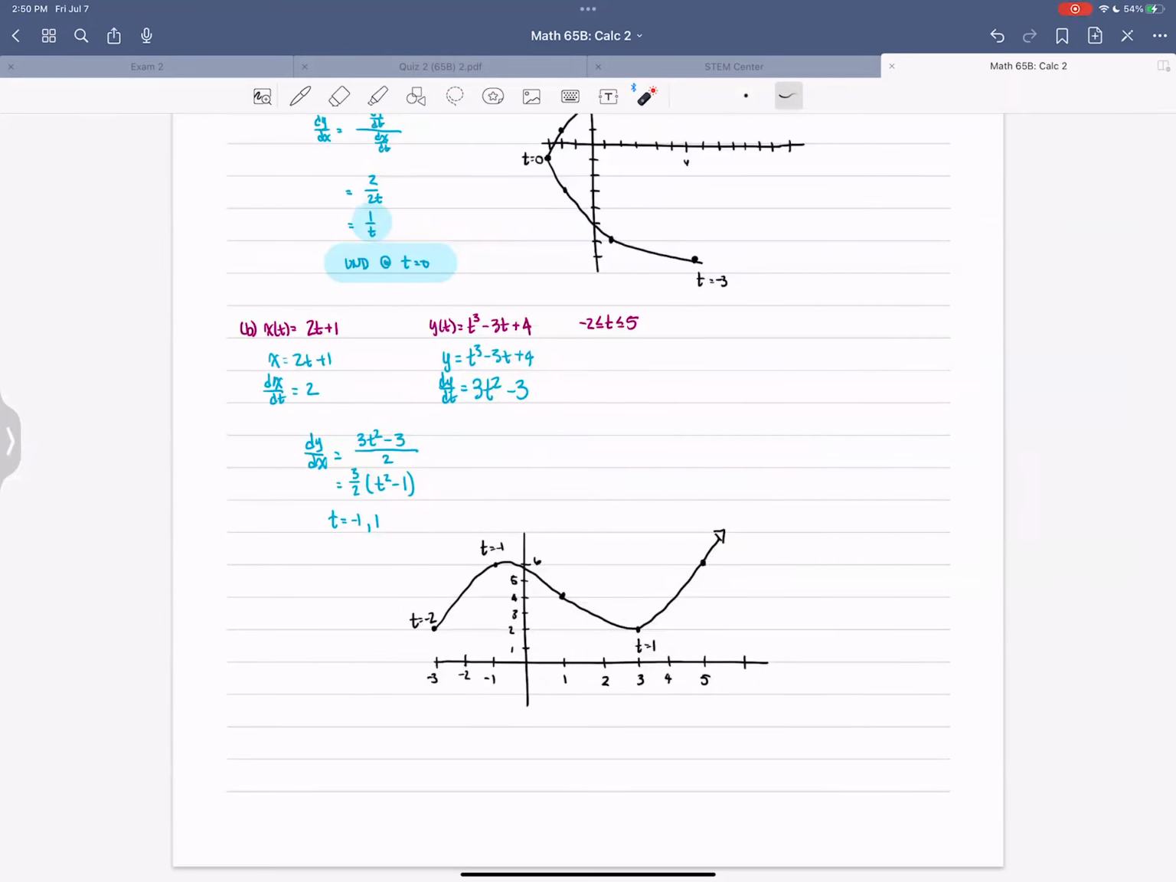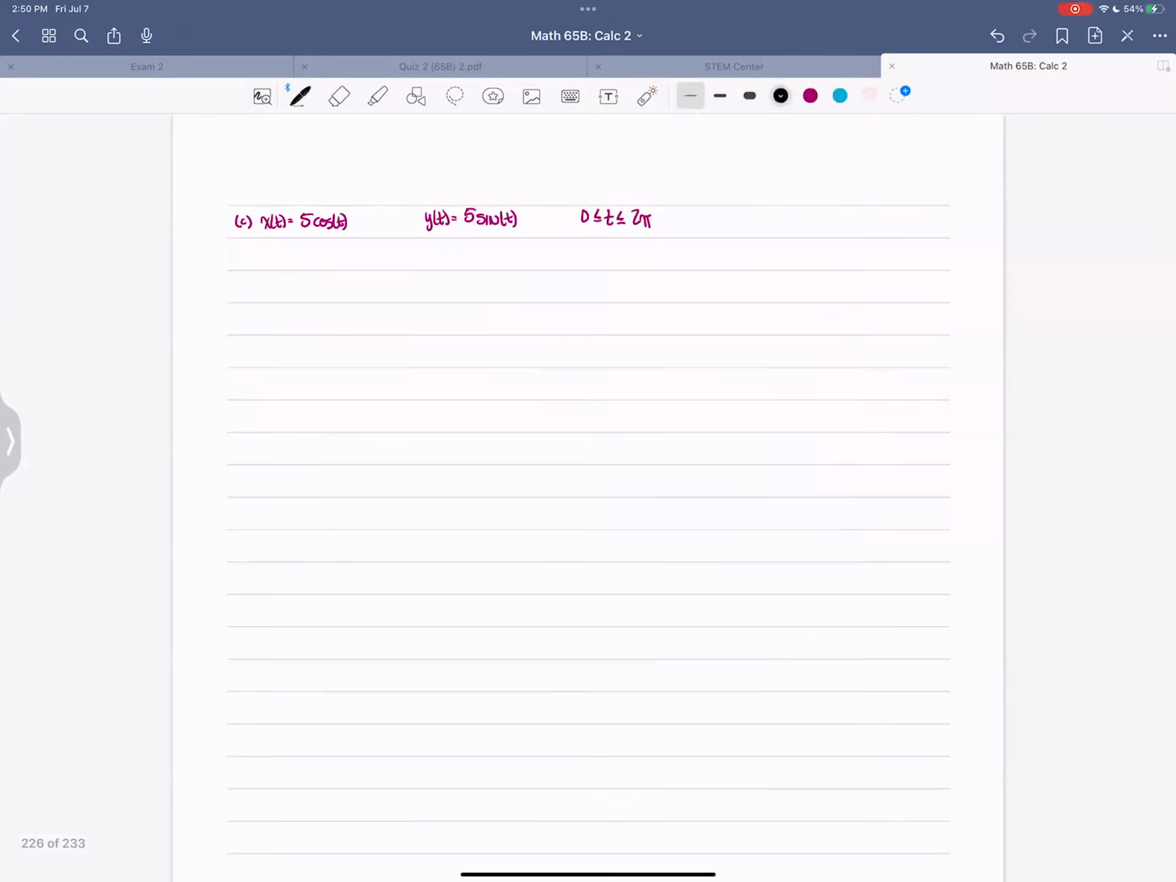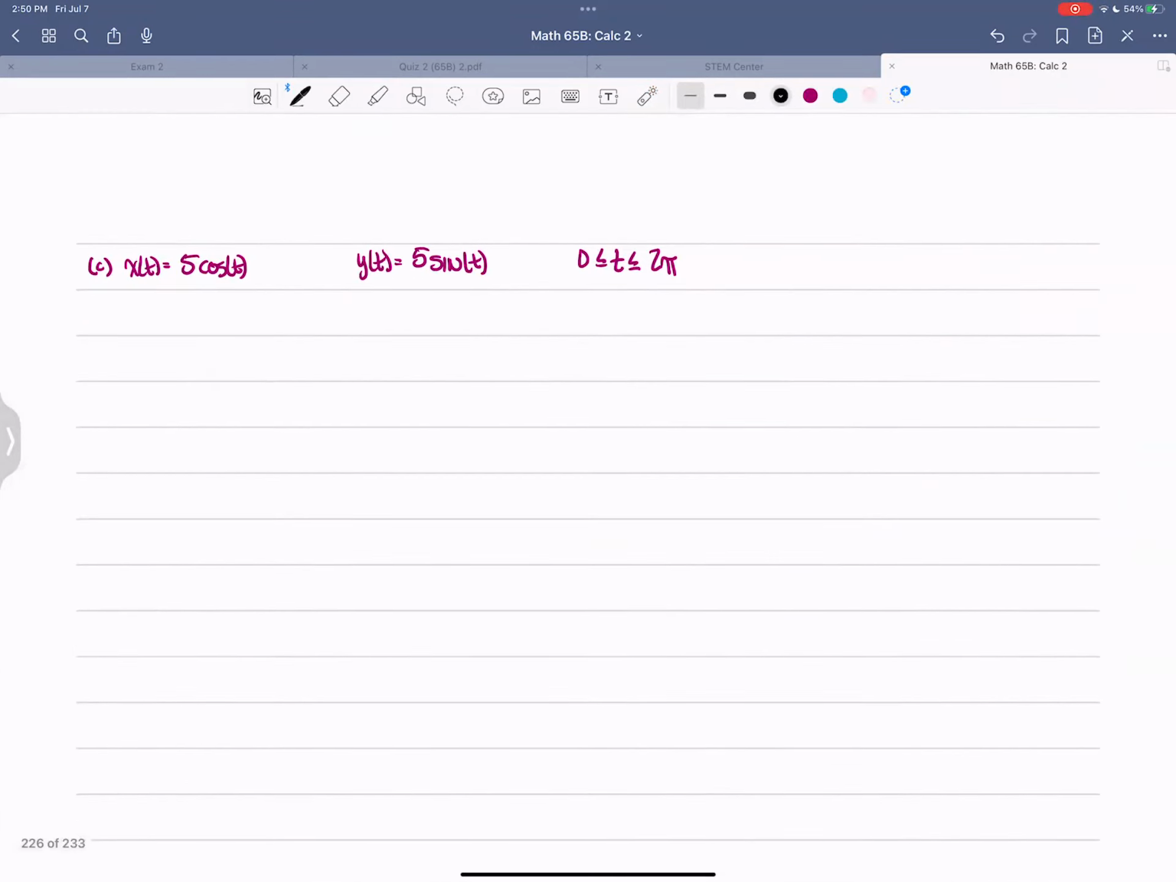All right, let's try this last one. So x of t is equal to 5 cosine t, y of t is equal to 5 sine t. Let's take a look. Let's actually graph this one first, just because we know that it's a circle with a radius of 5. So it's not an ellipse because these are both the same. It's going to be a circle with radius 5 here.